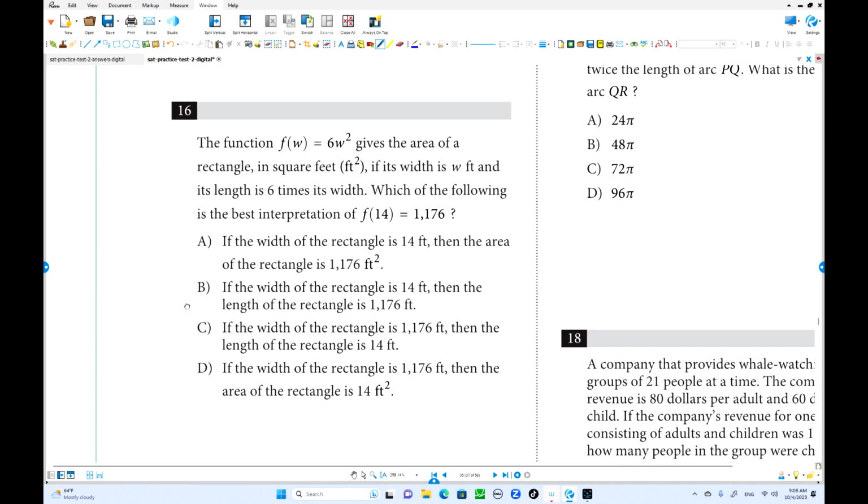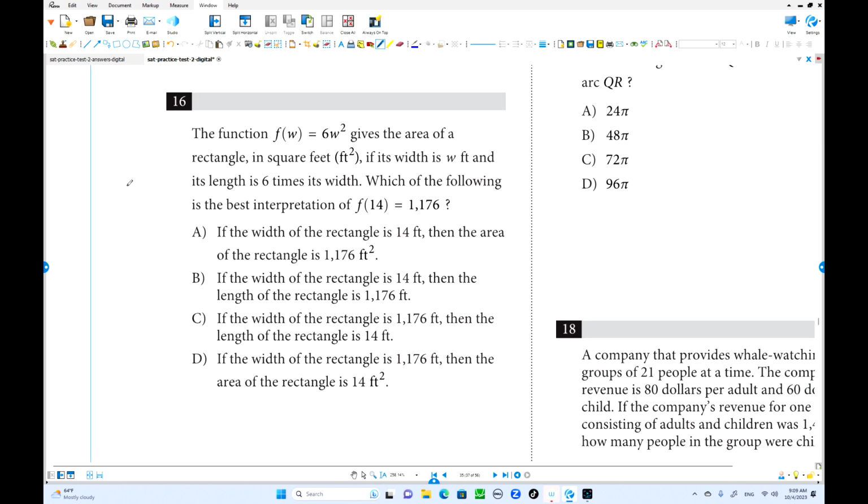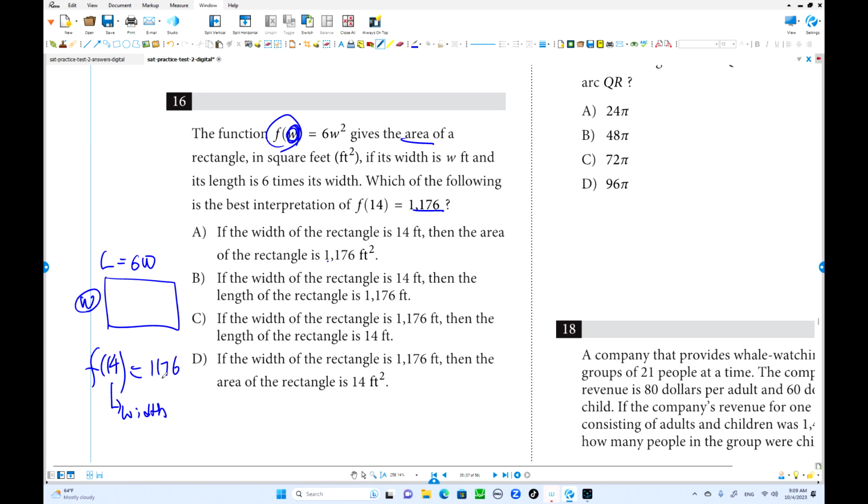Number 16. We have 6w squared given by the equation. That's the area of the rectangle. When the width is w, the length is 6 times w. That is the length. Okay. What does that mean? f of 14, 14 is the value of w, the value of the width. When the width is 14, this is the width, and the whole thing is the area, right? The area is 1176. Okay, where is it? Width is 14, area is 1176. That's true, okay? We already got A.